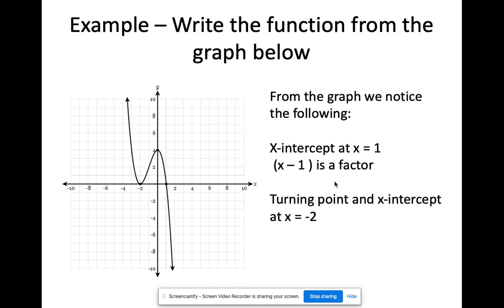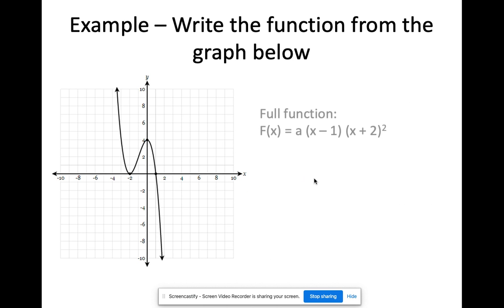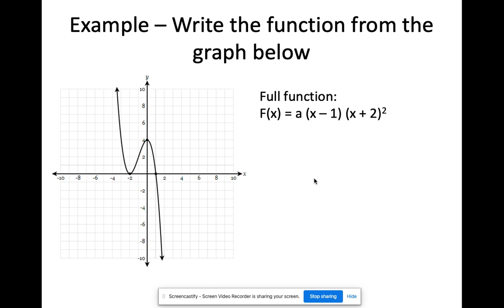And it's also a turning point, okay? So in this case, it's an x-intercept and a turning point, which means x plus 2 is a squared factor. So x plus 2 squared. If I combine these two, my full function now would be a times x minus 1 times x plus 2 squared. All we've got to do is find a.